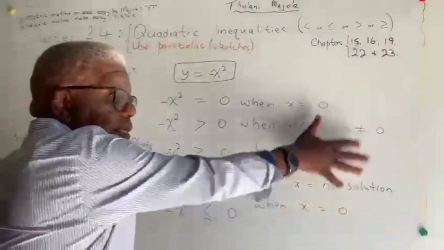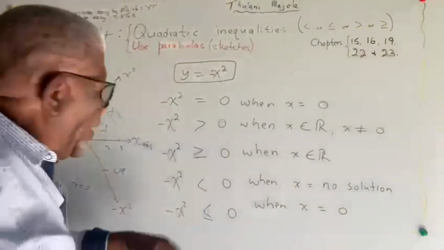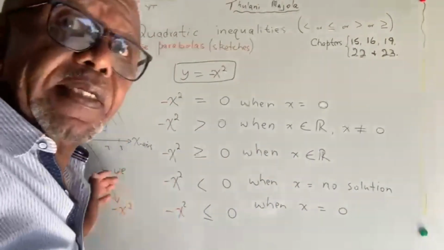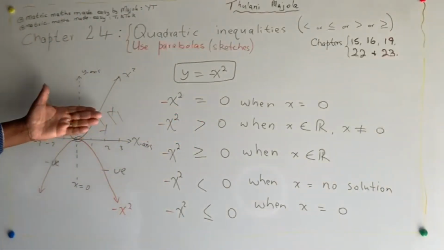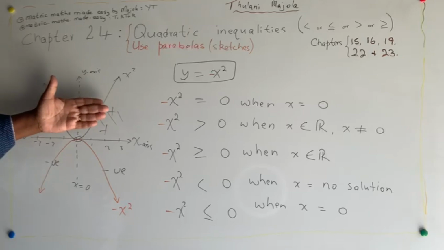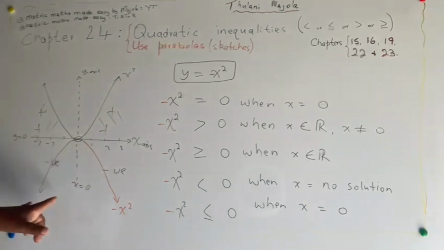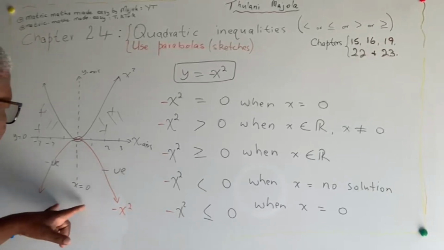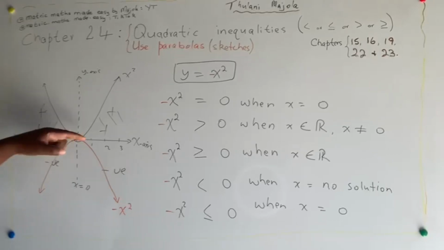Now this doesn't apply anymore, so we have to change it. I'm just doing it for those who understand that the graph with this one negative changes. It's reflected along the x-axis, along y equals 0. So the graph of y equals negative x squared is facing downwards. Now it's got a maximum.